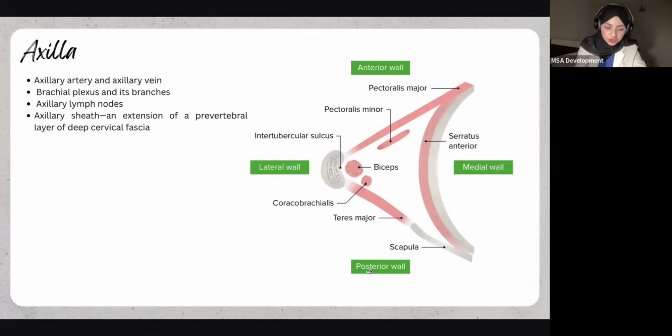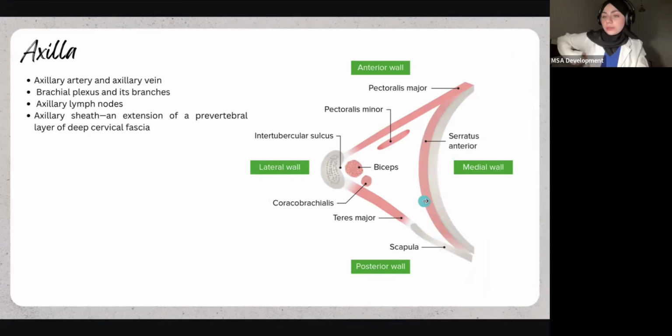Now, we said important structures form the walls. This right here is just a simplified diagram. And again, to very quickly review them, anteriorly, we have the pecs, pectoralis major and minor, doesn't matter. Right here is going to be medially, which is going to be our wall. What's on our wall? The fourth and fifth ribs. What's overlying the wall? Serratus anterior. There we go, medial wall.